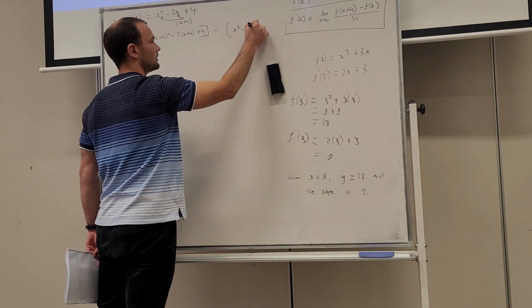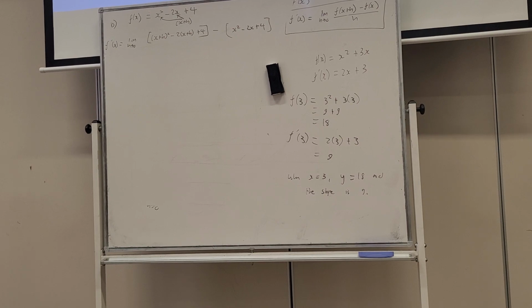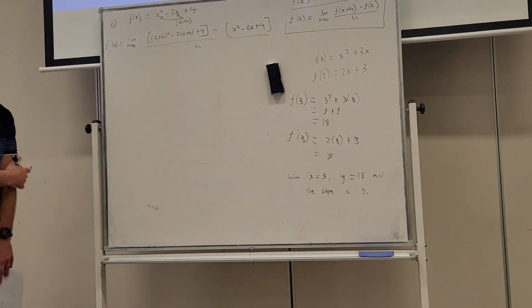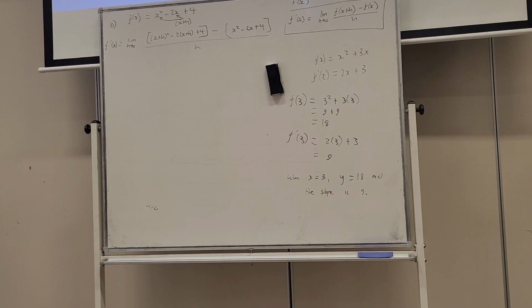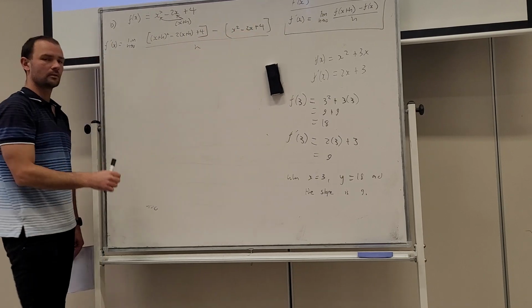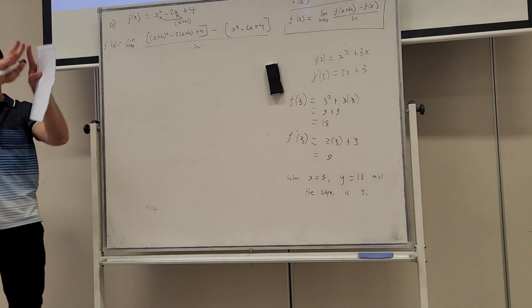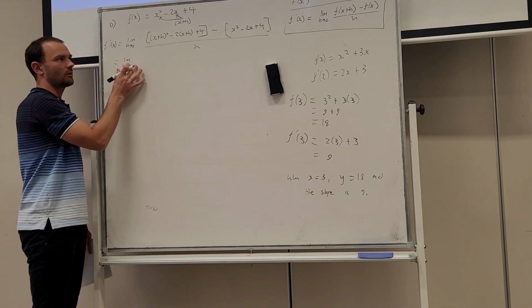What is f of x? This is the function. All on top of h. So f of x plus h, take away f of x on top of h. Step 1, put it in the formula, done. Step 2, completely expand. Expand everything. So remember, we have to keep the limit. You'll get marks taken off if you forget to write the limit.